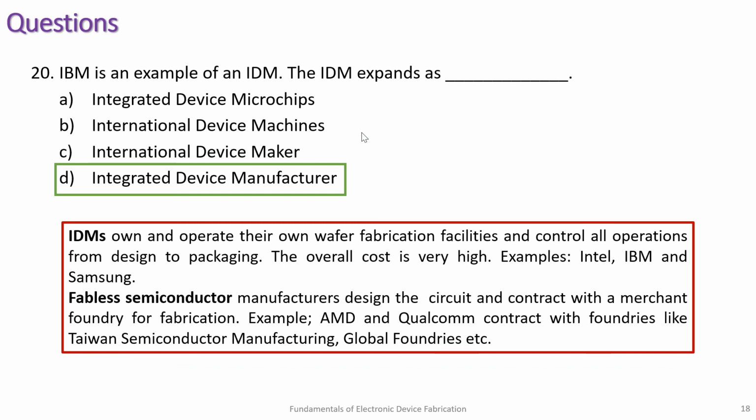On the other hand, there are other companies that do fabless semiconductor manufacturing, which means that they will design the circuit, but they won't process the wafer themselves. They will contract it to other foundries like Taiwan Semiconductor Manufacturing, Global Foundries, etc. Examples include companies like AMD and Qualcomm. IDM companies will do the entire process by themselves, whereas in fabless semiconductor manufacturing the circuit will be designed by these companies, but the actual manufacturing will take place in another foundry. So that is the difference between these two.